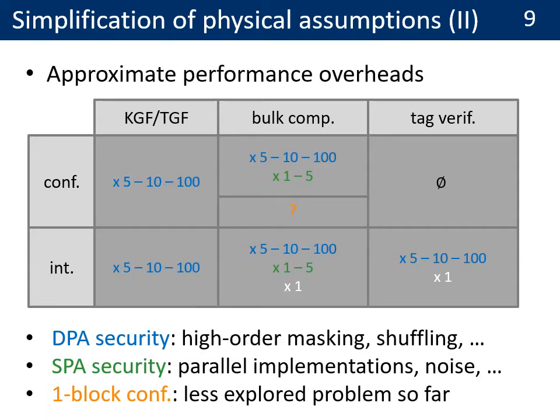In order to illustrate that using a weaker physical assumption is practically relevant, the table now contains approximate performance overheads. We see that DPA security, which can be obtained via higher order masking or shuffling, implies overhead factors from 5 to 100. SPA security, which can be obtained via parallel implementations or noise, implies overhead factors from 1 to 5. One-block confidentiality is not reported because it is less explored so far, and unbounded leakages, of course, come for free.